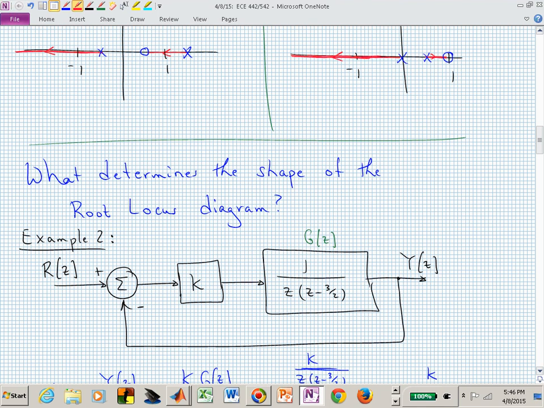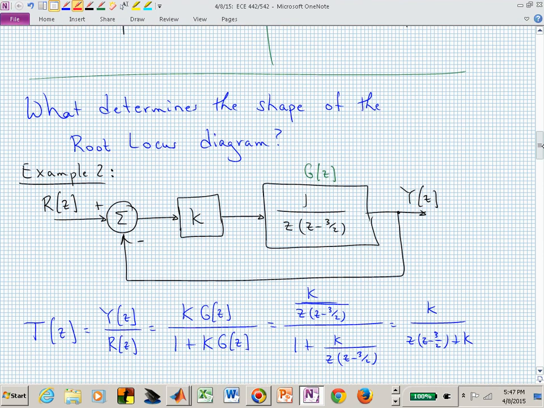Now maybe we can go back. We can start at the beginning. What determines the shape of these diagrams? And here's an example. I think we were just getting to this example last time in our lecture, where our plant now has a pole at the origin and a pole in the open loop.